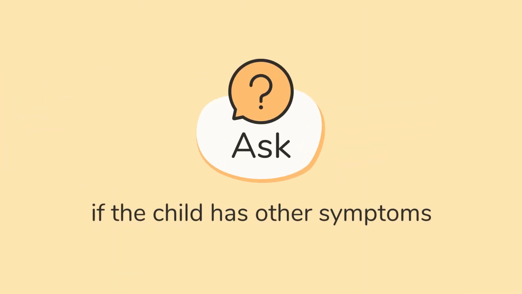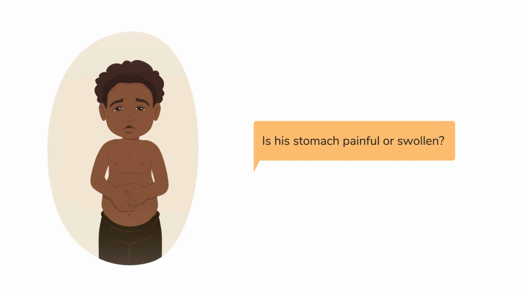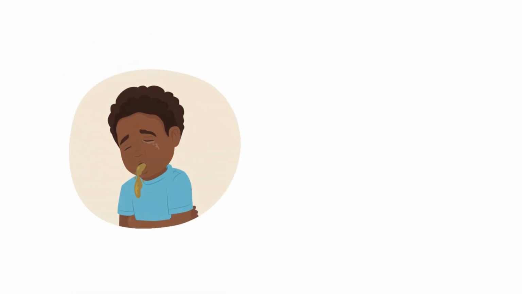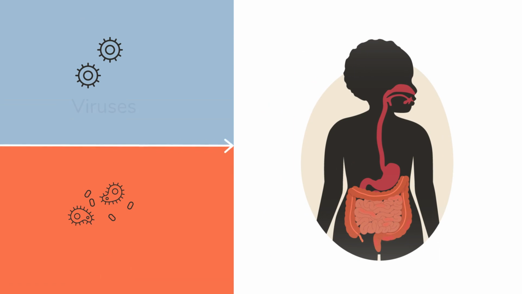Number 3. Find out if the child has other symptoms. You can ask, does he have a fever? Is his stomach painful or swollen? Does he have a headache? Is he vomiting? An intestinal infection can cause gastroenteritis, which is inflammation or irritation of the intestines. This may be due to viruses or bacteria and can lead to these symptoms.